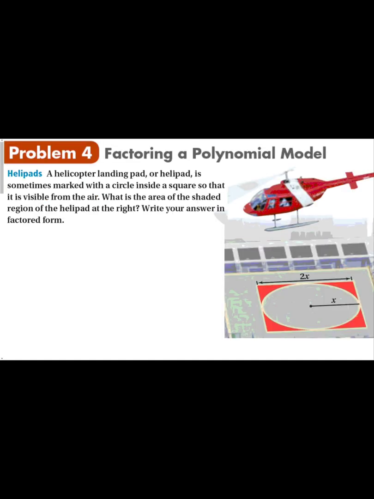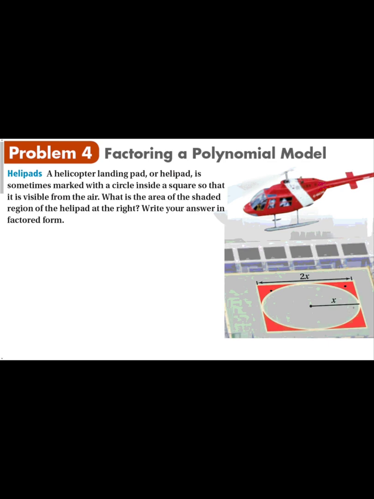Let's try a word problem. So a helicopter landing pad, or helipad, is sometimes marked with a circle inside of a square. So that is visible from the air. What's the area of the shaded region in the helipad on the right? And write your answer in factored form.